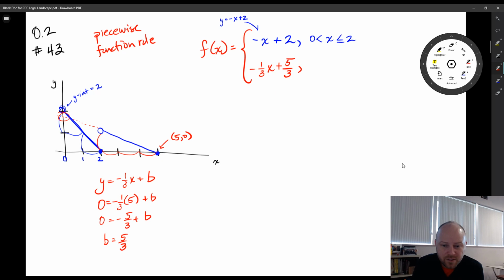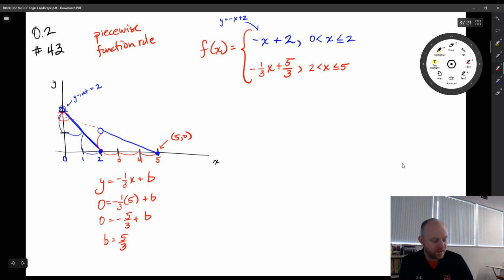And then where does it exist? Well, it starts at 2 and goes on to 5. 2 is not included, 5 is. So 2 is less than x is less than or equal to 5, and that's everything.